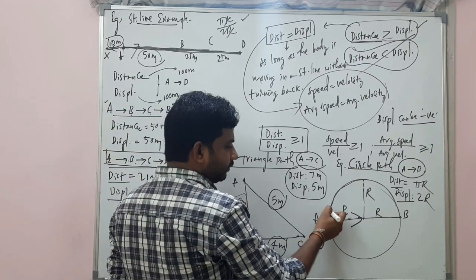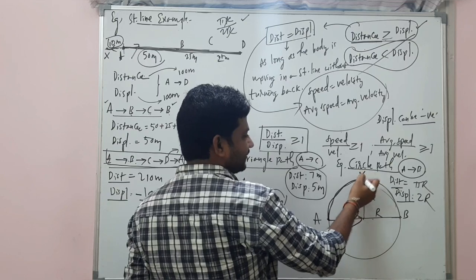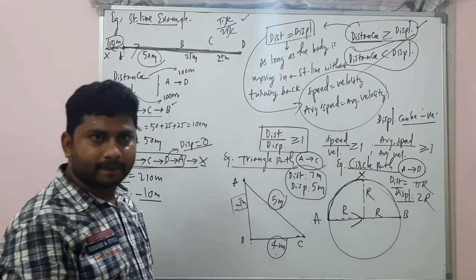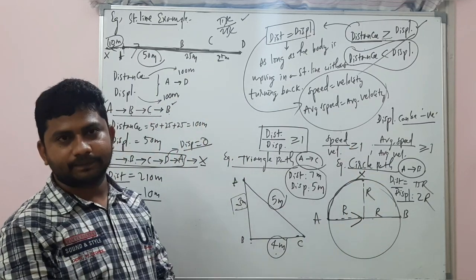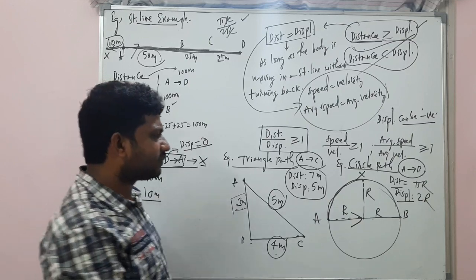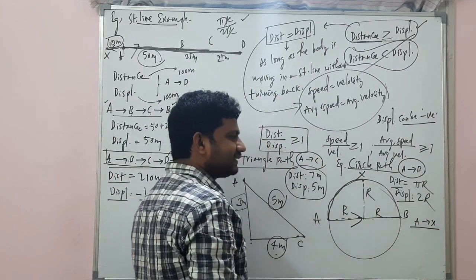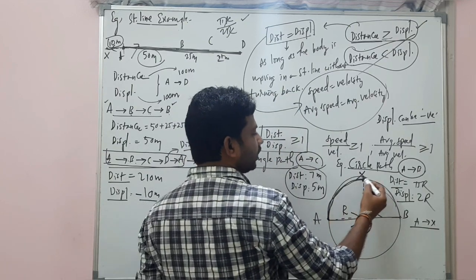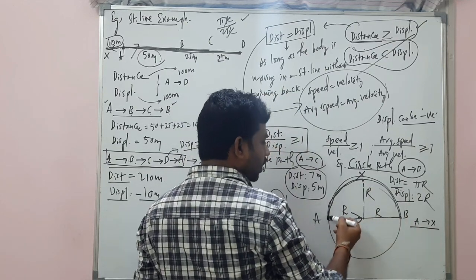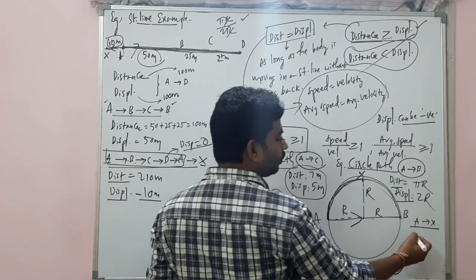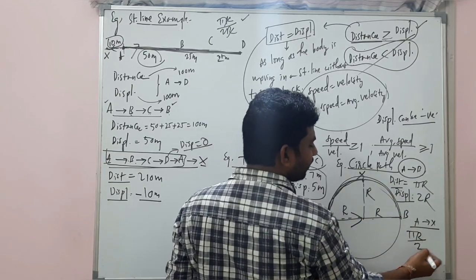The body is starting from A to X. A to X. What is distance and displacement? Simple. The body is moving from A to X. Distance: from here to here it is pi r, so half of it is pi r by 2. So the distance is pi r by 2.